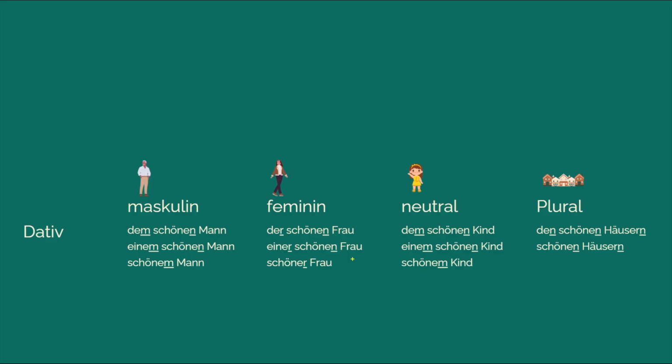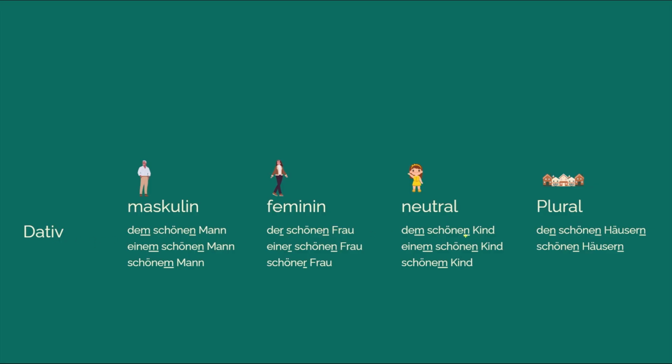So I mentioned that I will give you a tip for the adjective forms in the dative. We have the N again here. The masculine adjective endings, dative, they got an N. And the feminine adjective endings in the dative, they also got an N.